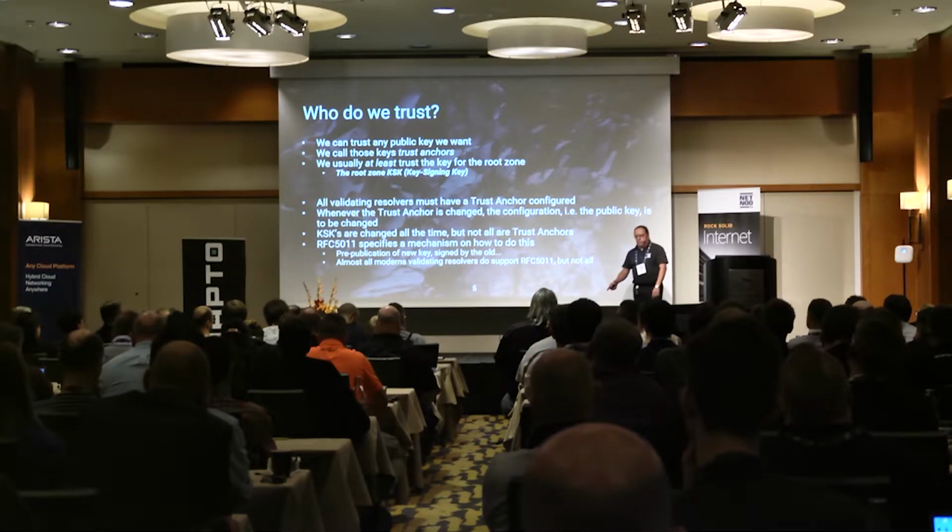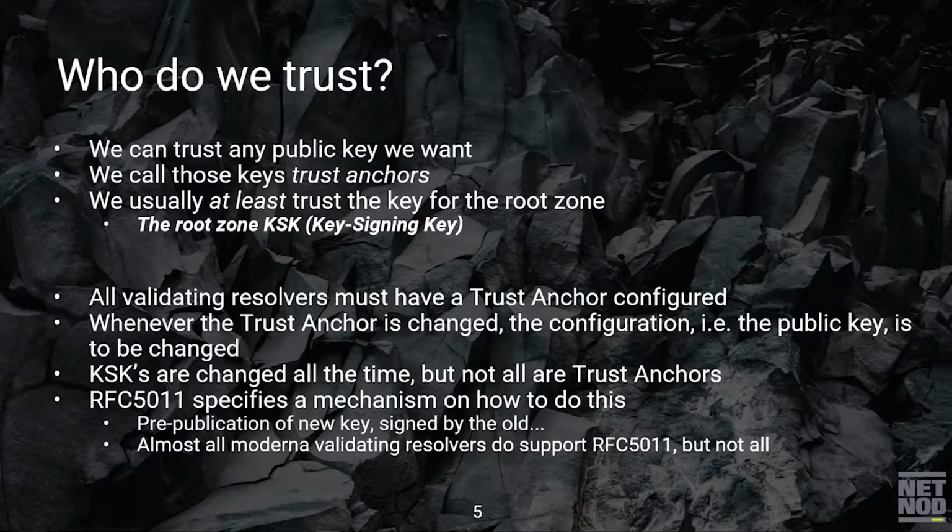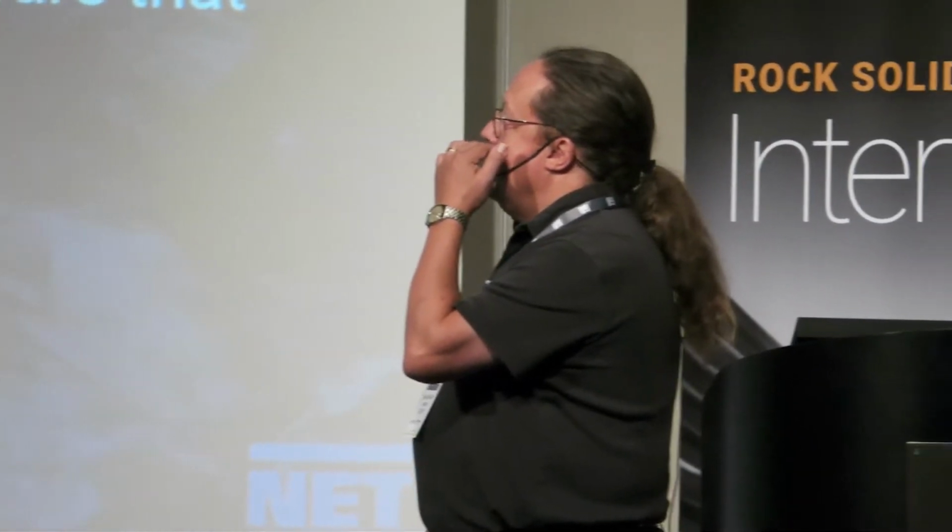The negative part of dealing with change of a trust anchor this way is, of course, if we do not trust the current key, for example if it got stolen or leaked. In that case, we cannot use that mechanism to introduce the next key, because if we don't trust the current one, how would we trust the next one that is introduced by the key that we don't trust? But anyways, RFC 5011 is a good thing when we're going to do a planned change of the validating trust anchor.